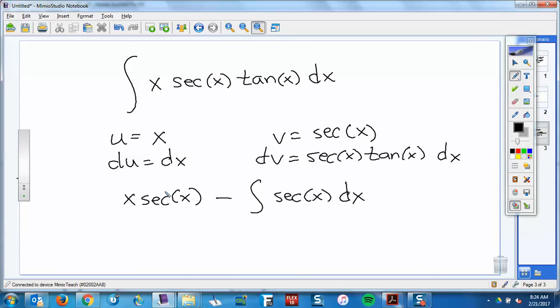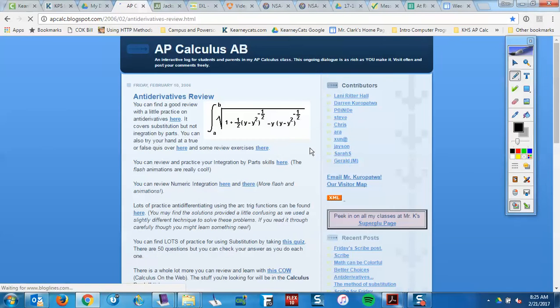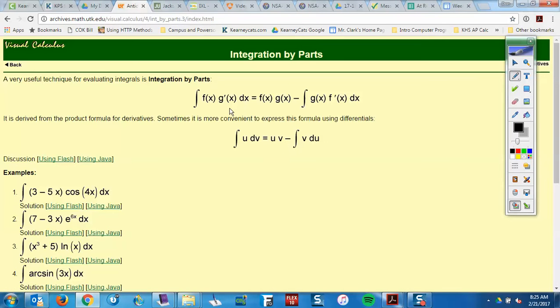All right, and then that other website I showed you right here, I said there were 3 of them that you could look at, integration by parts. These first 3 are good ones to do with integration by parts. Those 3 right there are good practice. Okay.